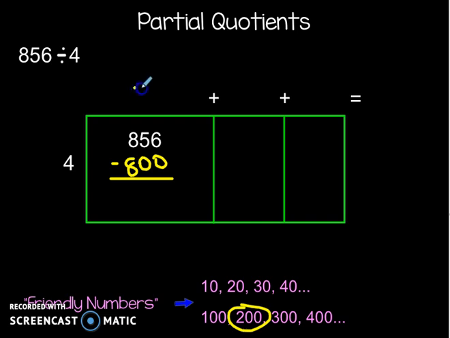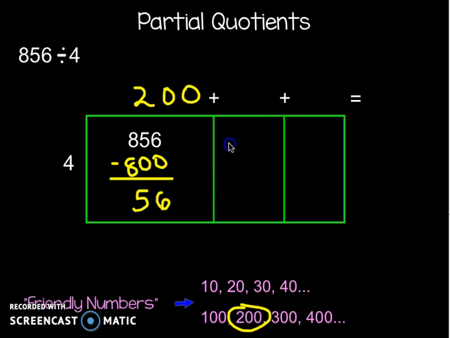So I want to put my 200 up here, because that's going to be part of my quotient, my answer. My answer is going to be all up here. So I said, just like an area model, 200 times 4. So they come together in this box. 200 times 4 is 800. And now I'm going to subtract it out of there, and that leaves me 56. Okay? So now I'm going to move on to that part.